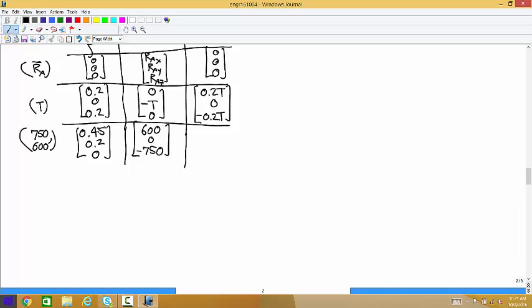So the x component of the moment is negative 150. The y component is, what's 0.45 times 750? So positive 337.5. And the z component is negative 120.